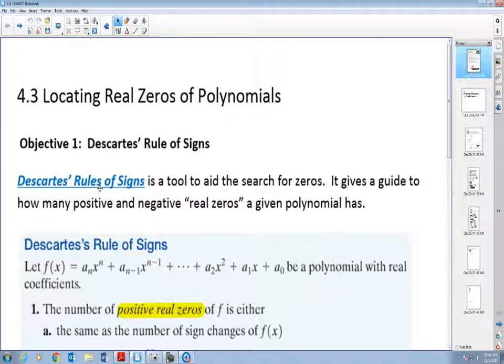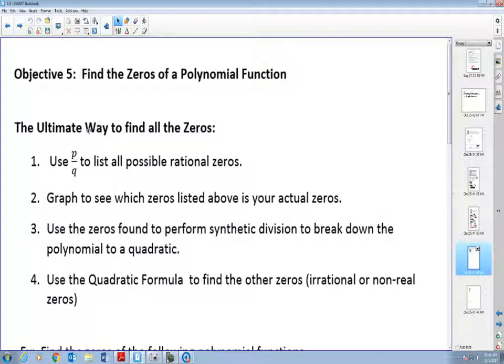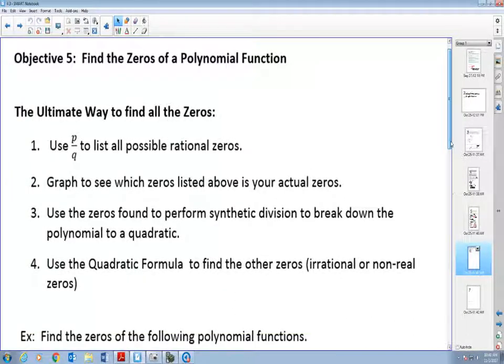In this lecture video, we are going to finish up our lecture video series 4.3. So the very last objective here is about the ultimate way to find all the zeros. The ultimate way is basically a combination of doing certain things by hand and with the aid of a calculator, to help us find all the types of zeros.